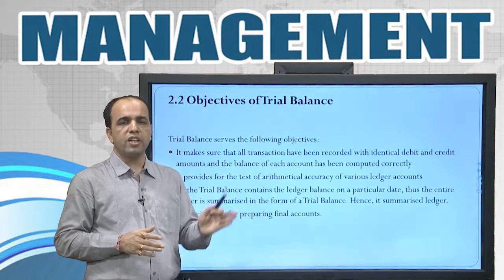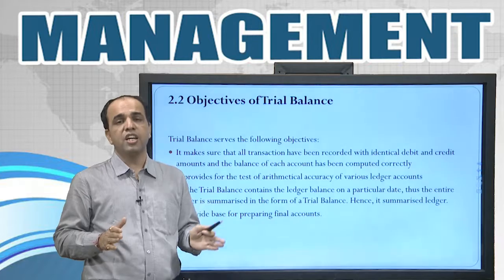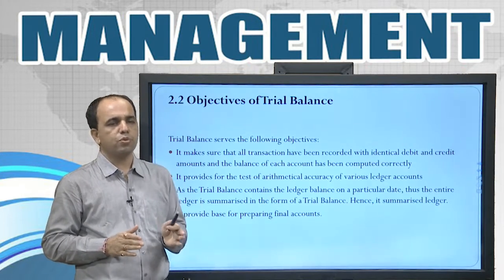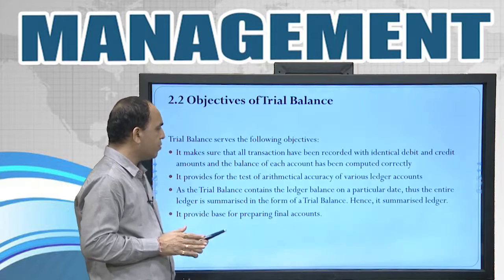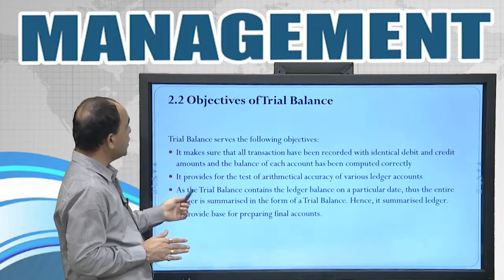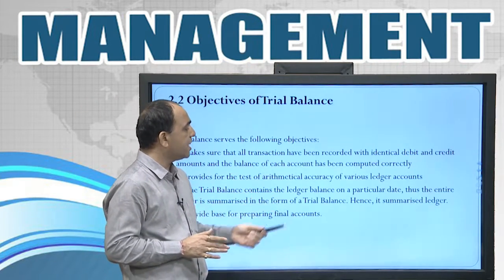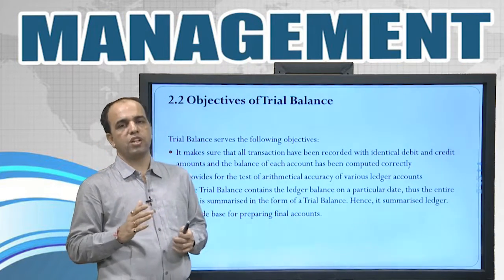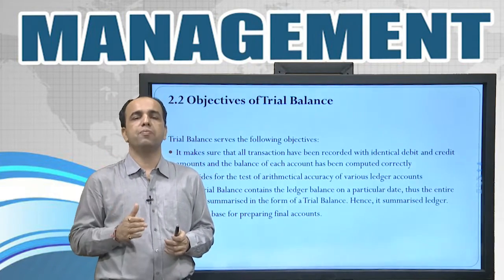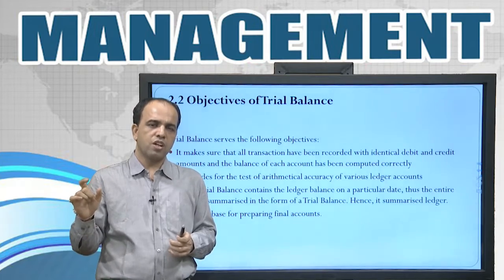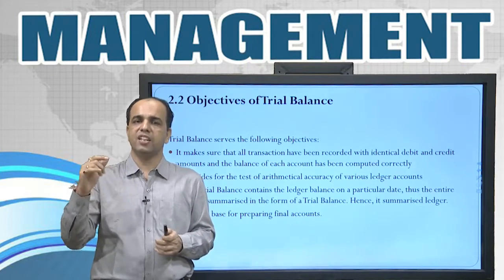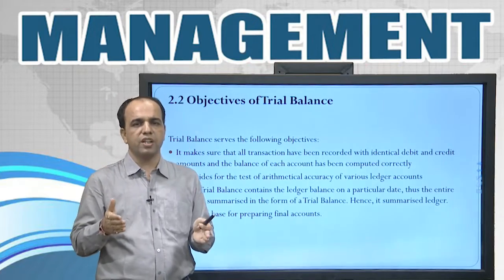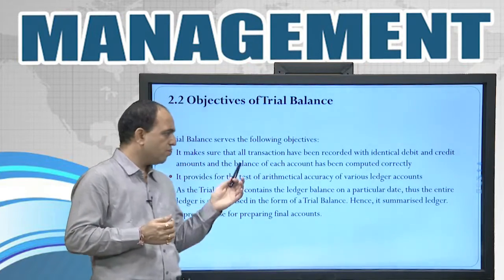So, during recording, classifying and summarizing, if any error happens in the recording process, we can identify it from the trial balance. It provides a test of arithmetical accuracy of various ledger accounts. As I said, friends, if an error of commission happens and a wrong amount is posted, say 195 is written in place of 159, then that is a wrong amount.